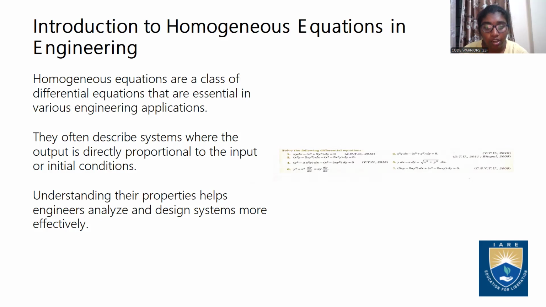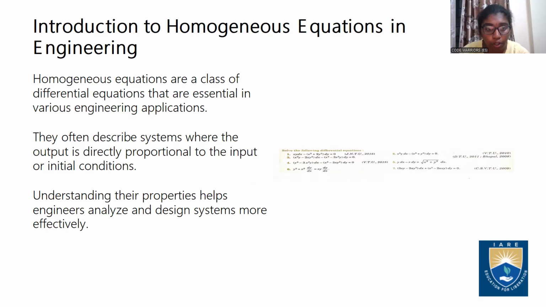Electrical engineering, RL circuit. When power is removed, L di/dt plus Ri is equal to 0. Solution: the current decreases exponentially. RC circuit, capacitor discharge: dV/dt plus V/RC is equal to 0. Used in timers, filters, and signal processing.